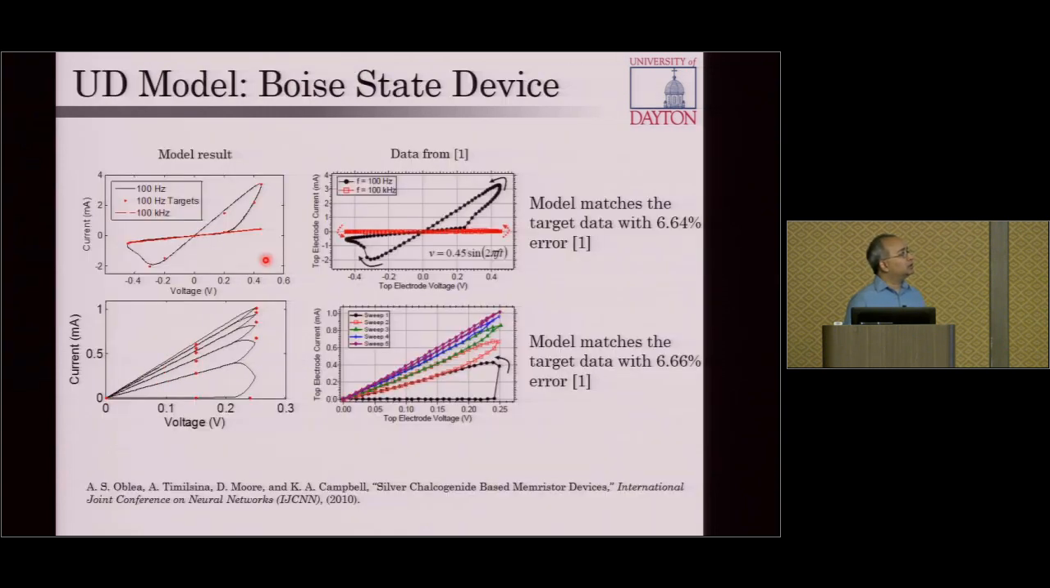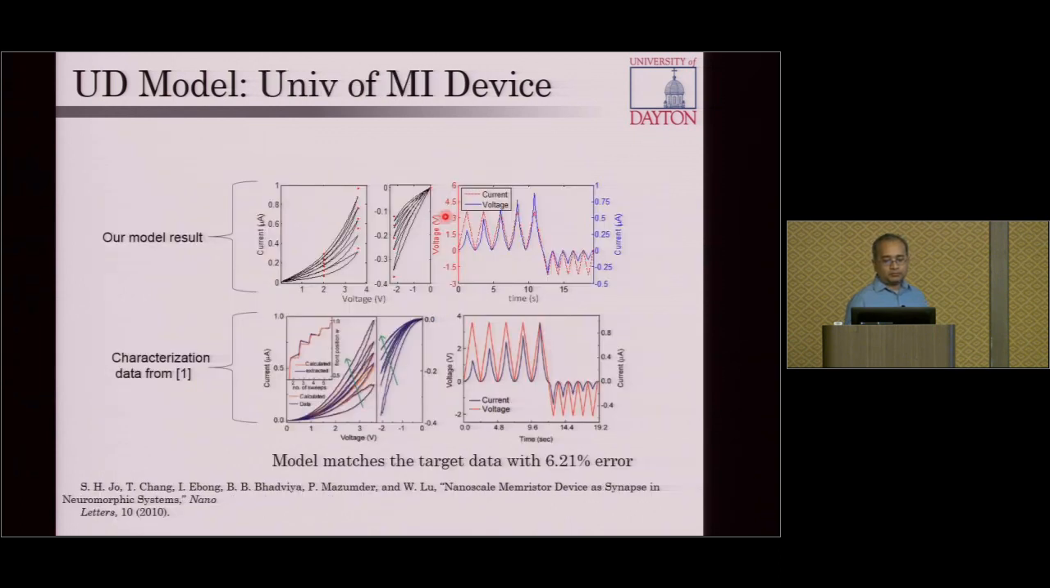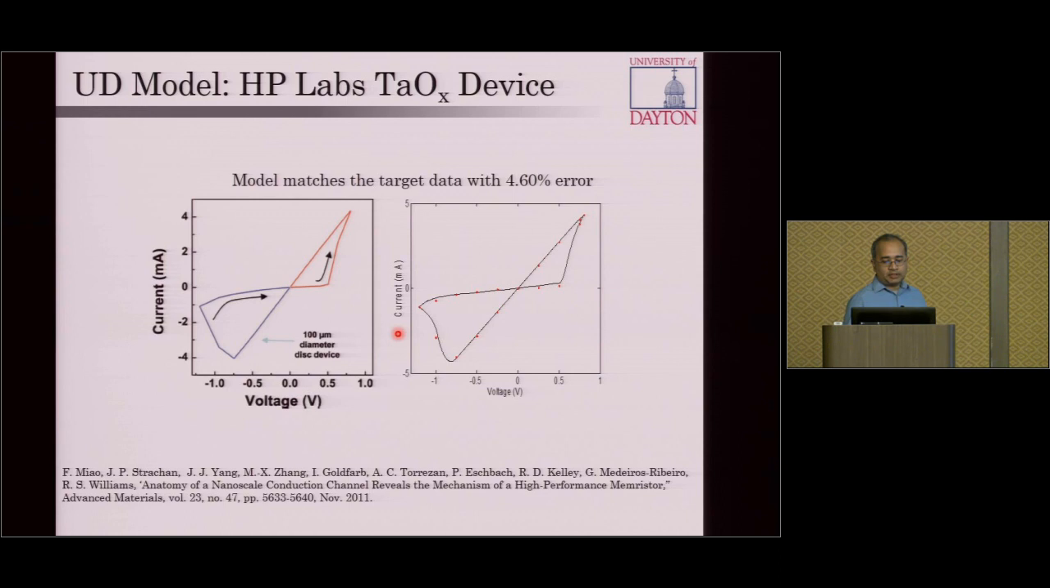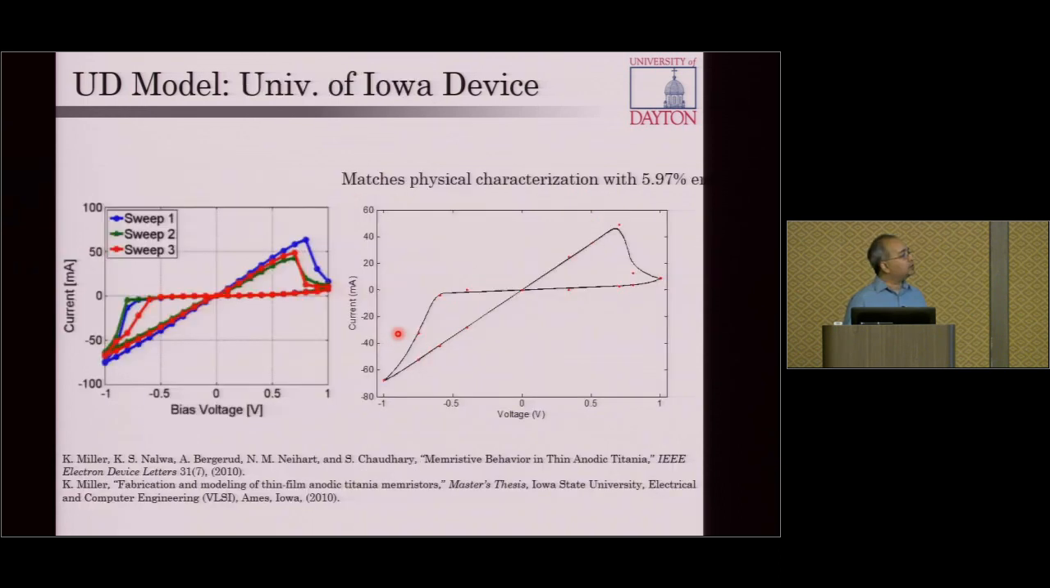So here's the model against the Boise State device. This is cut and paste from their paper, these two plots, and this is our model. You see it's fairly close. Here's another one from University of Michigan. So these are cut and paste plots from their paper, and this is our model for that device. So what we did was just change some of the parameter values. Another one from HP Labs, and this is our model for that. Another one from HP Labs, and then one from Iowa State.